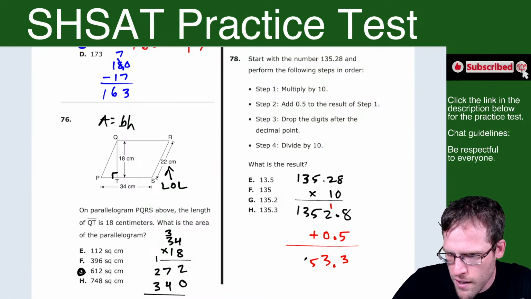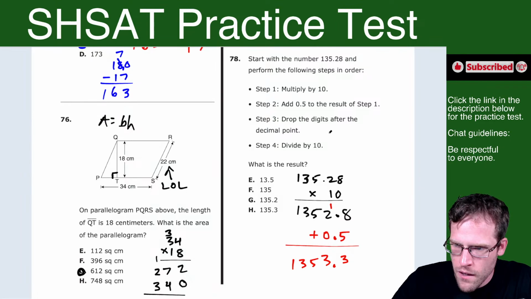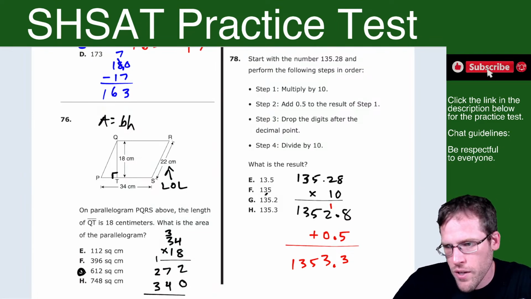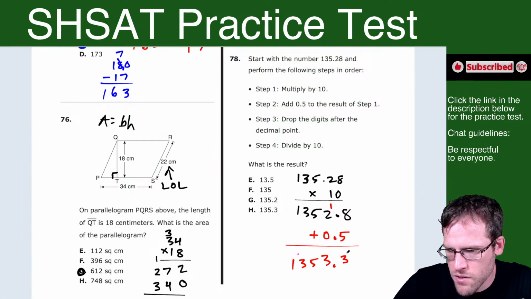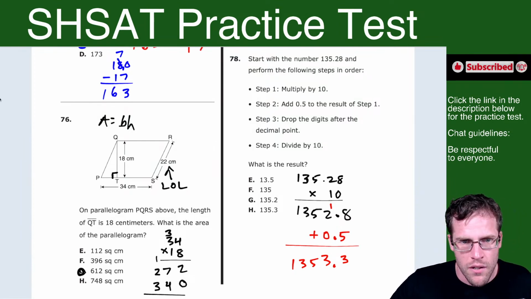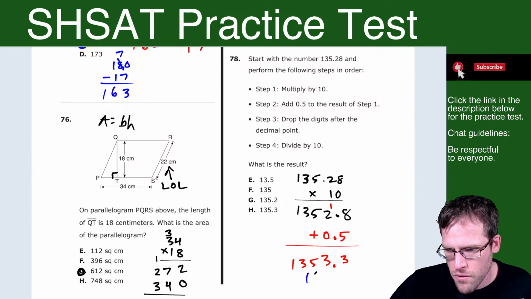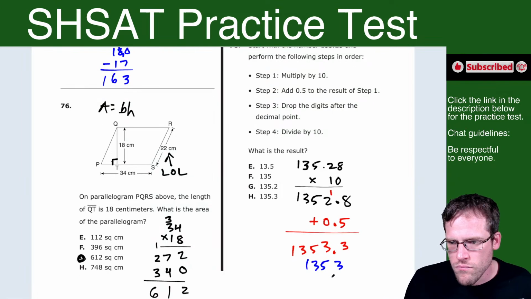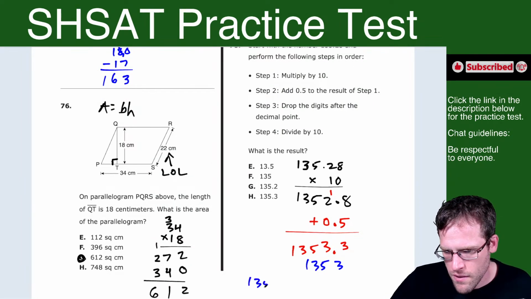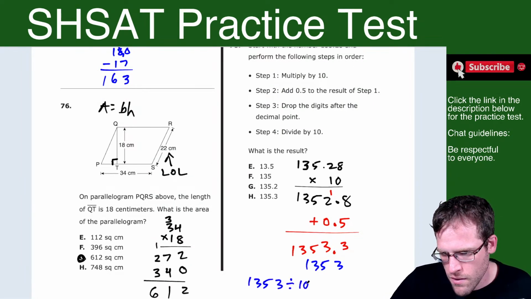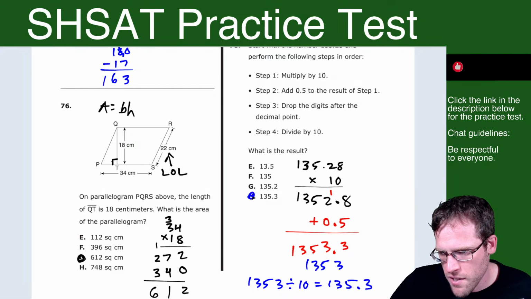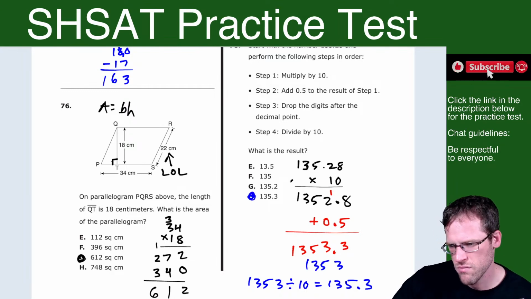And then 531. Drop the digits after the decimal point. Okay, so that means we don't have a 3 anymore at the end. So we'll get rid of that 3. So 1353. And then divide by 10. So we divide this by 10. And we're going to get 135.3. Yeah, so choice H. That's it. Cool.